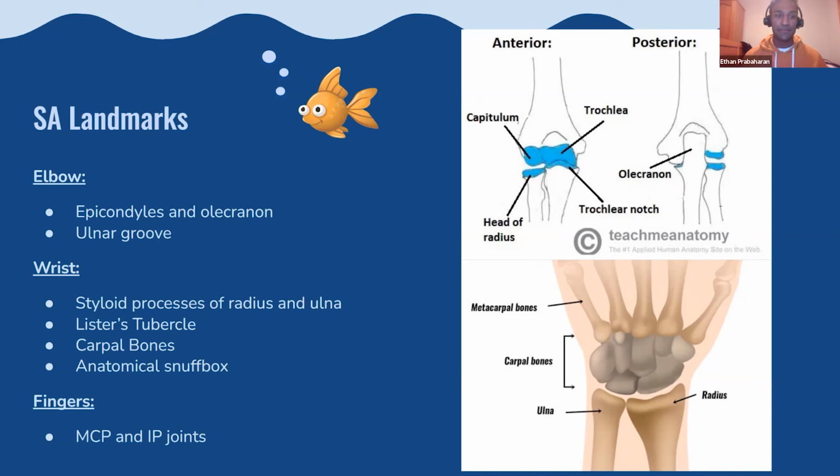If you can remember, that's a triangular area made by some of the extensors and abductor tendons in your thumb. At the fingers, we're going to look at the metacarpophalangeal and interphalangeal joints, and that includes both the distal and the proximal joints.